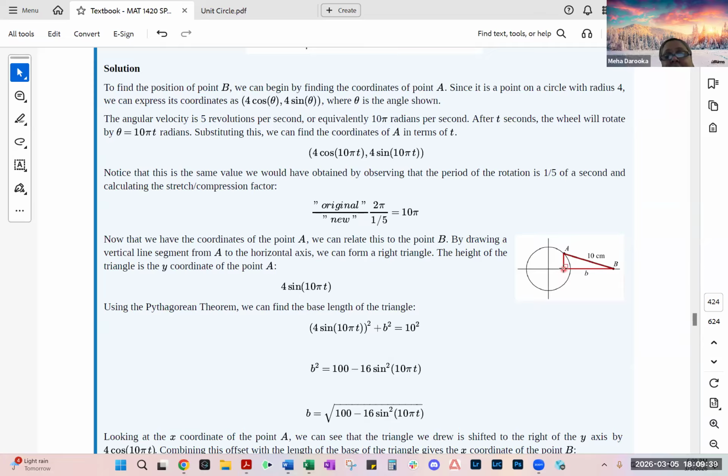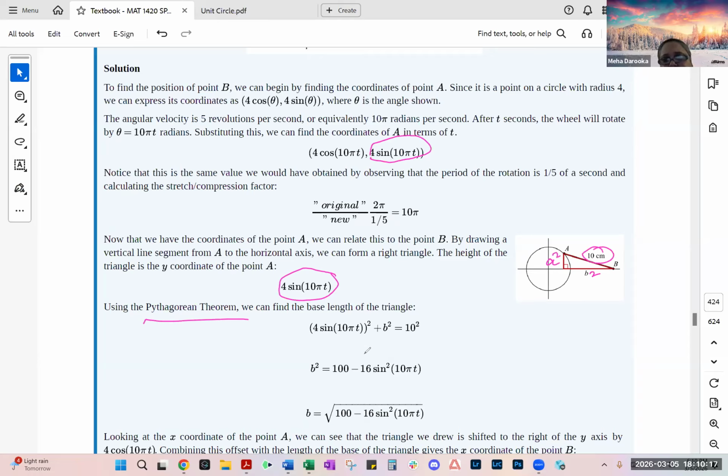So they're saying we know the height of the triangle is going to be the same value as the y coordinate from your point A, because that is the vertical distance from the horizontal axis to point A. So the distance will be that same value of 4 times sine of 10 pi t, right? Since they're calling this B, I'm just going to call this A. So A squared plus B squared is equal to the hypotenuse squared. So that's your Pythagorean theorem.